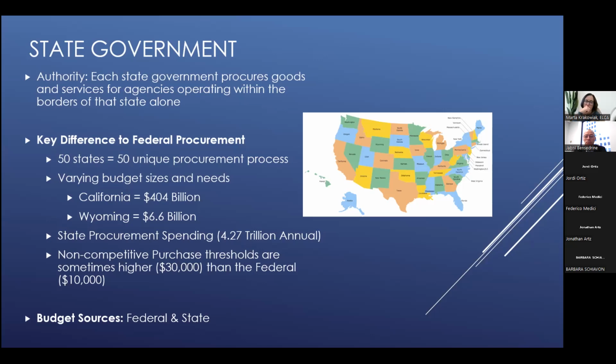A note on budget sources. Again, everything comes back to money. The states have their own tax base. They can raise their own money, but they also get grants. They also get federal dollars from Uncle Sam. And so their budgets are not fully in their control. Said differently, if the federal government decides to change the amount of money given to a state, that's not within the state's control. And so these spending numbers can change year to year, depending on how much money the states themselves can raise and how much the federal government is going to give them.